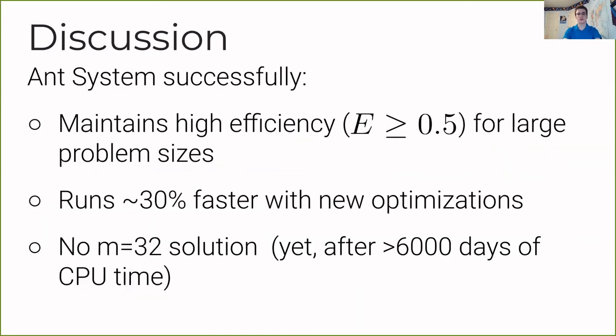Relating these results to the original project goal, the Ant system successfully solves small Costas array problem sizes while maintaining an efficiency greater than 0.5, even for large processor counts. Further, the new pheromone association method is approximately 30% faster on average than the standard method, meaning that it could possibly be used to significantly reduce the runtime of MMAS searches on general constraint satisfaction problems. However, after approximately 6,000 total days of CPU time, the Ant system has not yet found a solution in the search for Costas arrays of size 32.